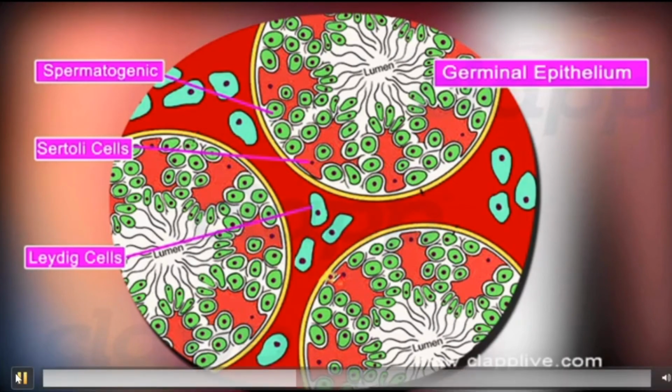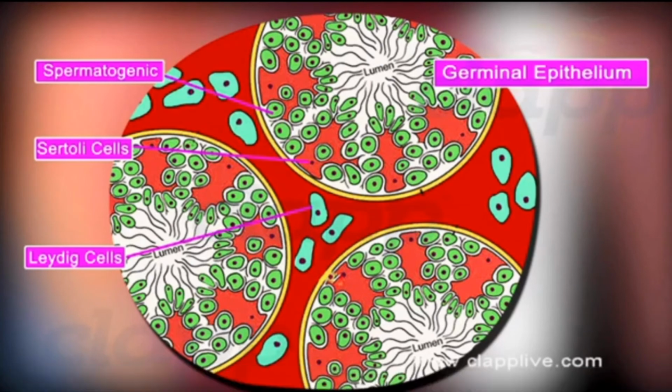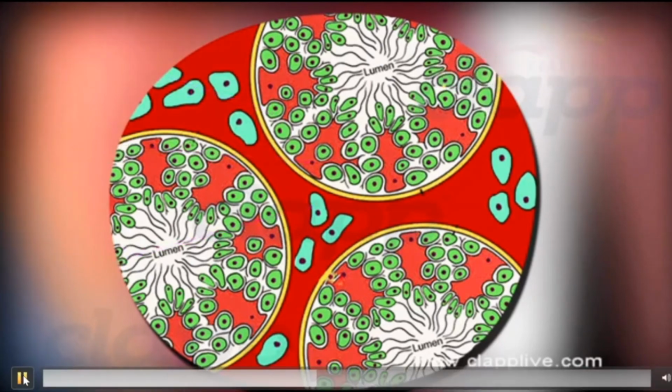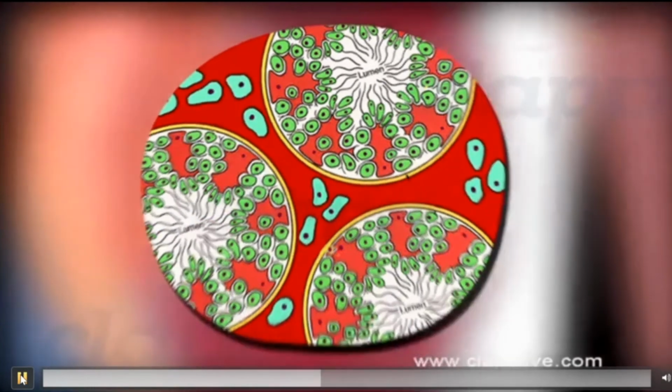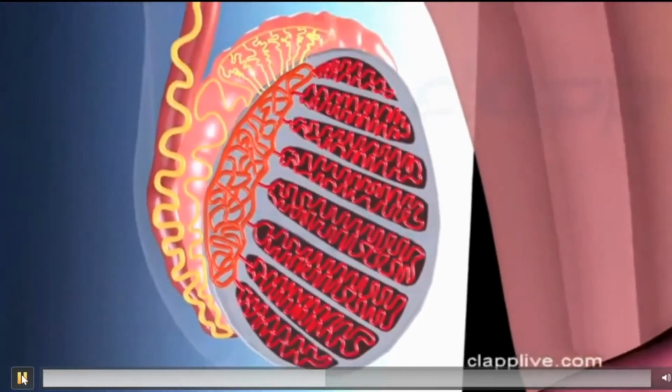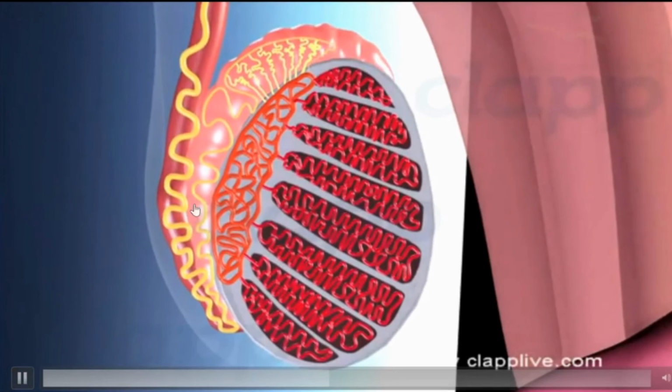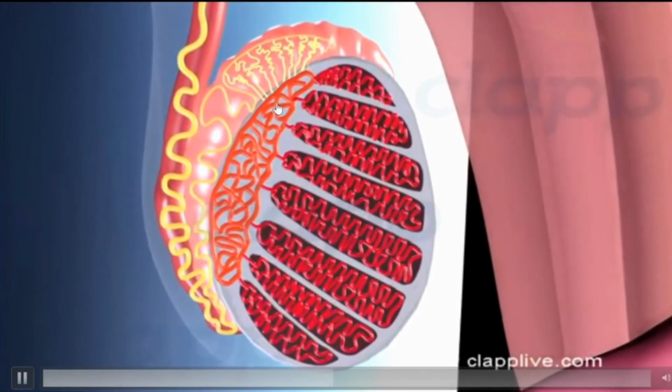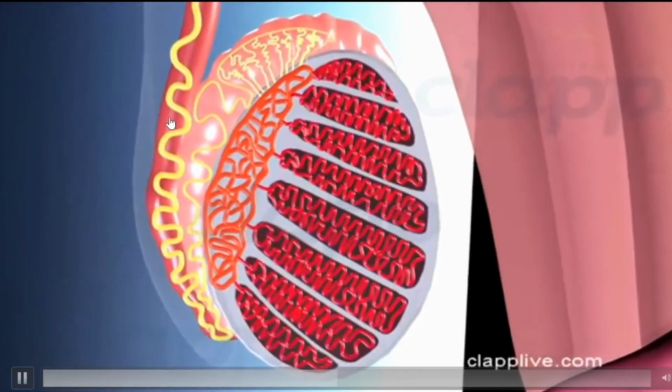Testosterone is concerned with the regulation of the activities of male reproductive organs and secondary sexual characteristics, that is, facial hair, pubic hair, Adam's apple, etc. Accessory ducts of the male reproductive system include rete testis, vasa efferentia, epididymis, and vas deferens.